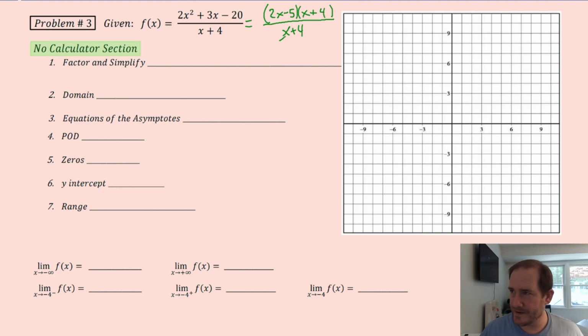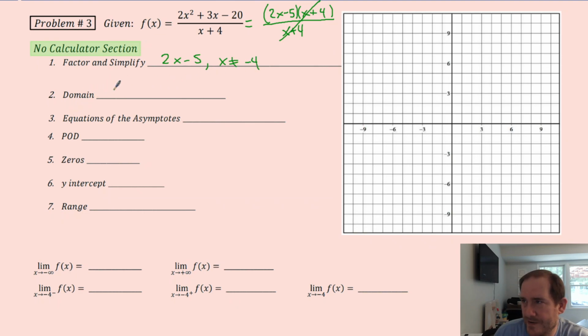Alright, I take it back. This will not be like what you'll see on your assessment. I'm not going to just give you a line with a hole in it. We saw this on the previous homework, though. So it says factor and simplify. We're just getting 2x minus 5, comma, x cannot be negative 4.